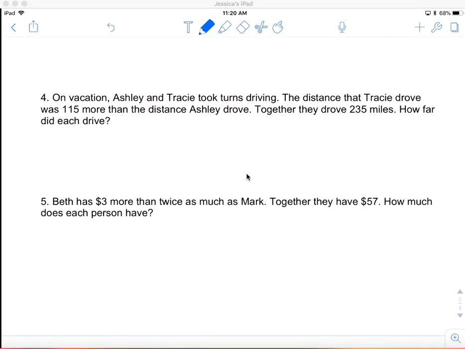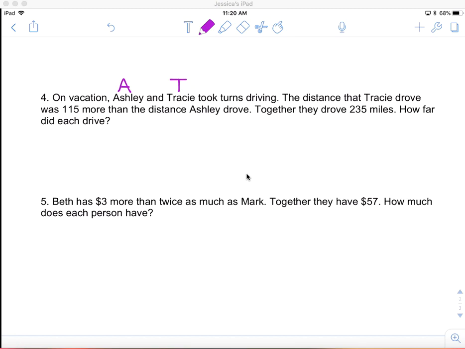Let's look at number 4. On number 4, it says, on vacation, Ashley and Tracy took turns driving. The distance that Tracy drove was 115 more than the distance Ashley drove. Together, they drove 235 miles. How far did each girl drive? So, I have two people here. I have Ashley, I'm going to use A for Ashley, and I have Tracy. I'm going to use T for Tracy.